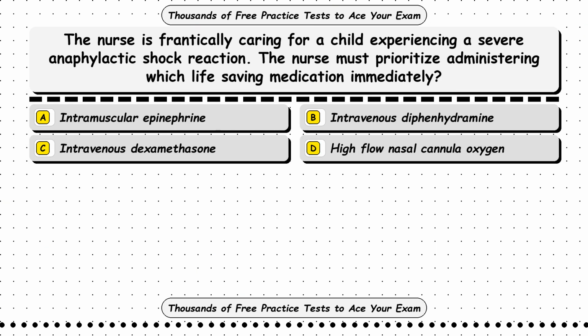Question 124. The nurse is frantically caring for a child experiencing a severe anaphylactic shock reaction. The nurse must prioritize administering which life-saving medication immediately? Option A. Intramuscular epinephrine. Option B. Intravenous diphenhydramine. Option C. Intravenous dexamethasone. Option D. High-flow nasal cannula oxygen.